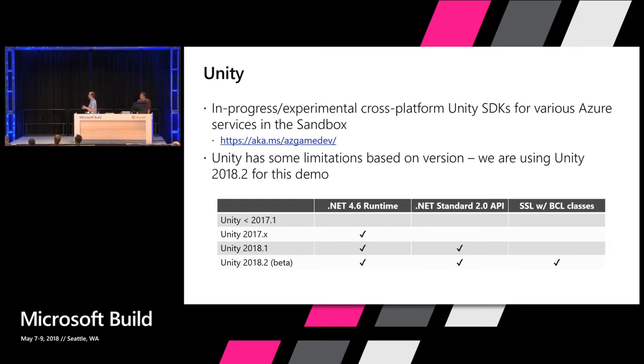But if you're using a version of Unity that's less than 2017, so if you're stuck on Unity 5 for some reason, these SDKs aren't going to work, because what we need is the .NET 4.6 runtime compatibility, which allows you to use async and await. Unity 2017.1 and higher has that compatibility. So the 2018.1, which just went RTM also a couple weeks ago from Unity, you get the .NET Standard 2.0 API. And with this, you can use the .NET Standard SDKs that we have, which almost all the Azure SDKs have a .NET Standard version.